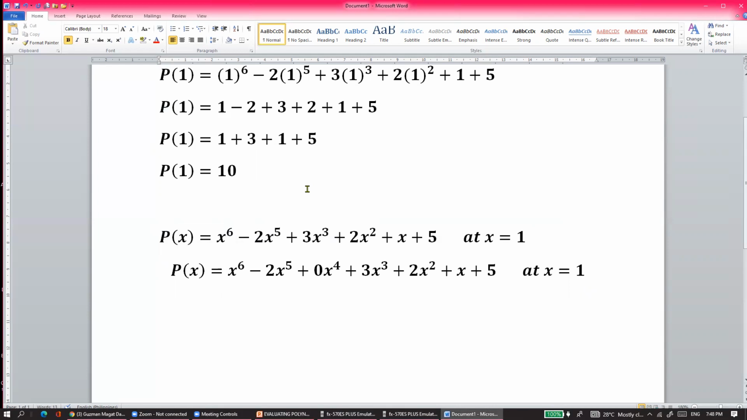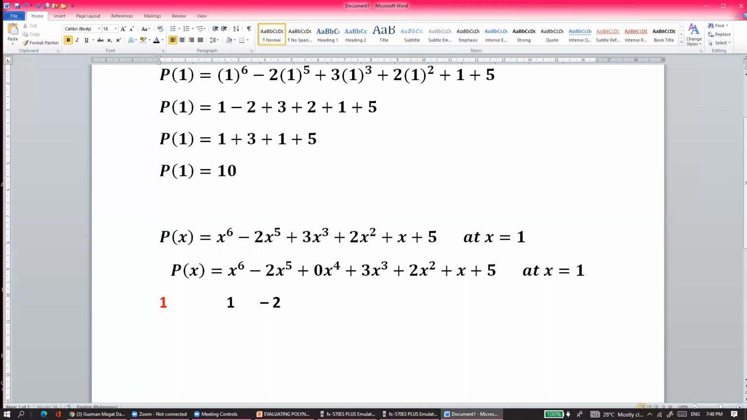So, una, i-type na lang ko dito, 1. Ito yung ating factor. Space lang ako, and then I'll type 1. Gawin ko namang black. Yan, 1. And then, negative 2. So, negative 2.